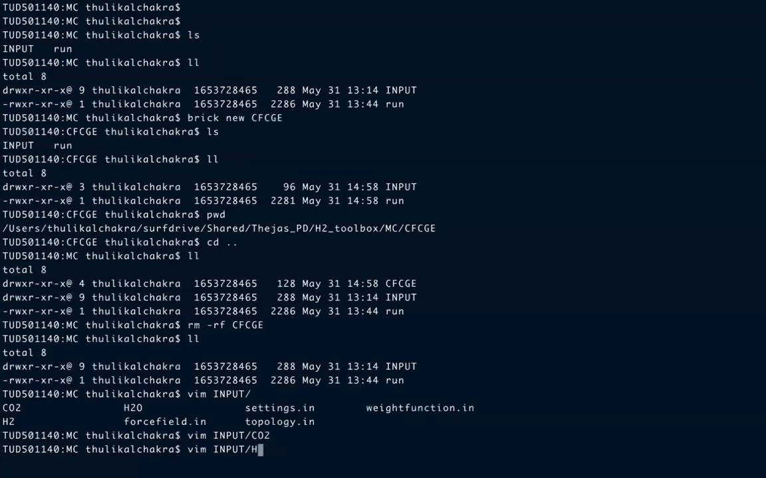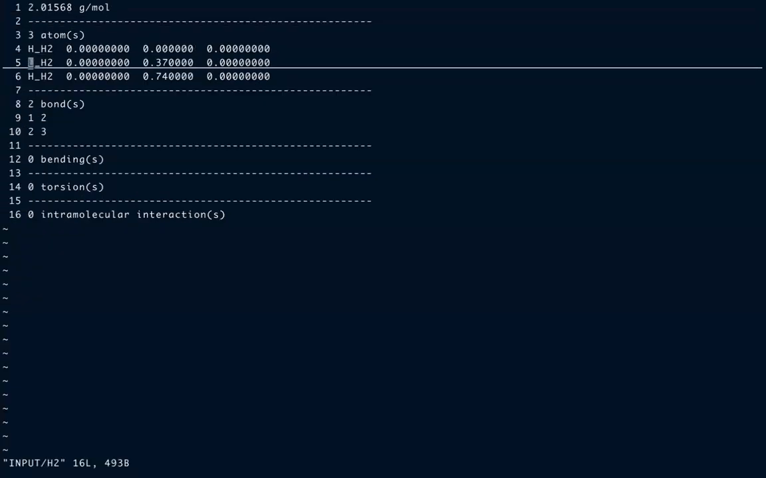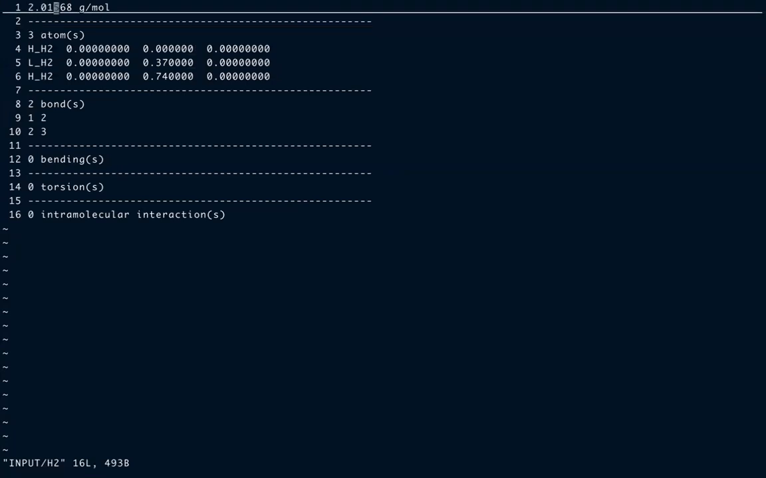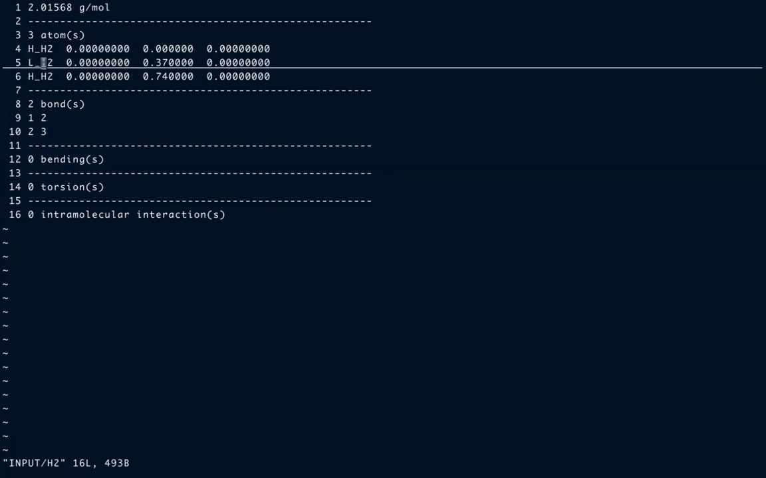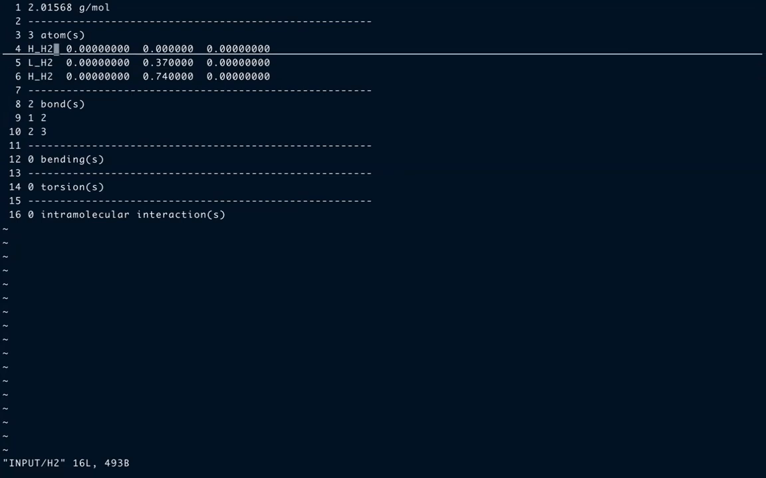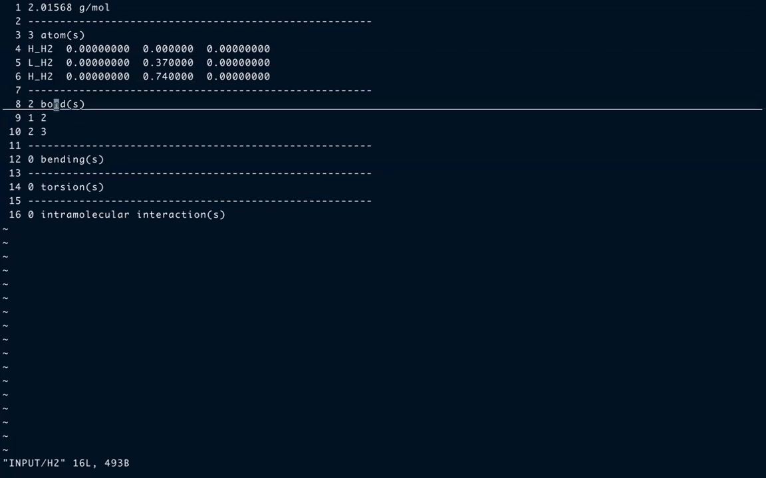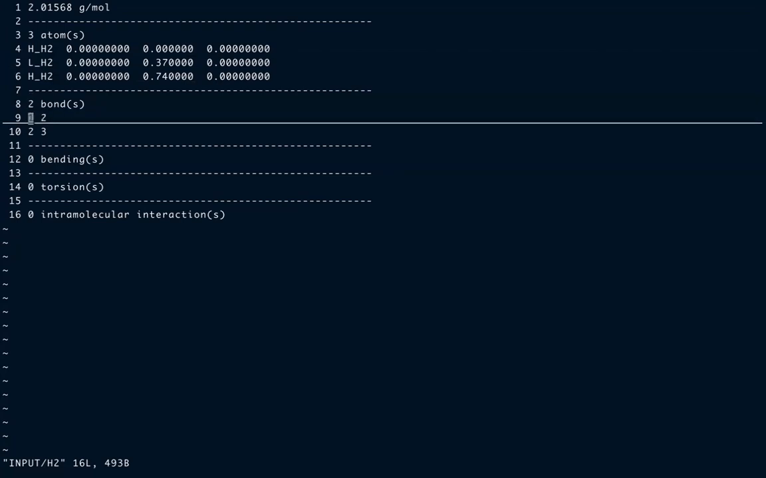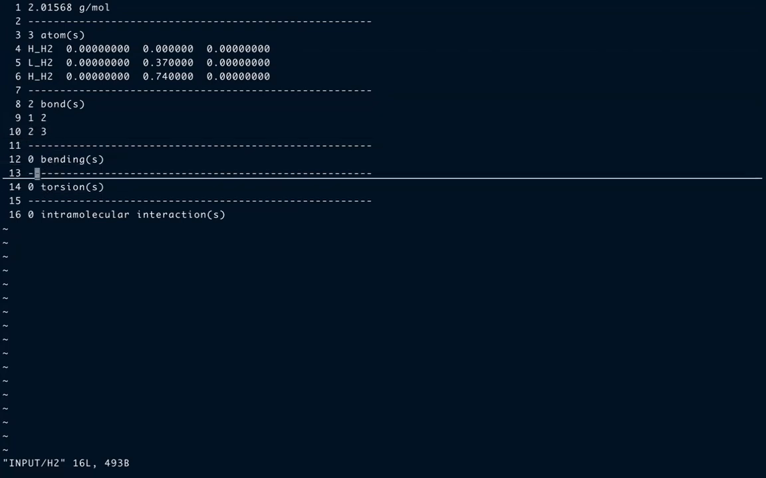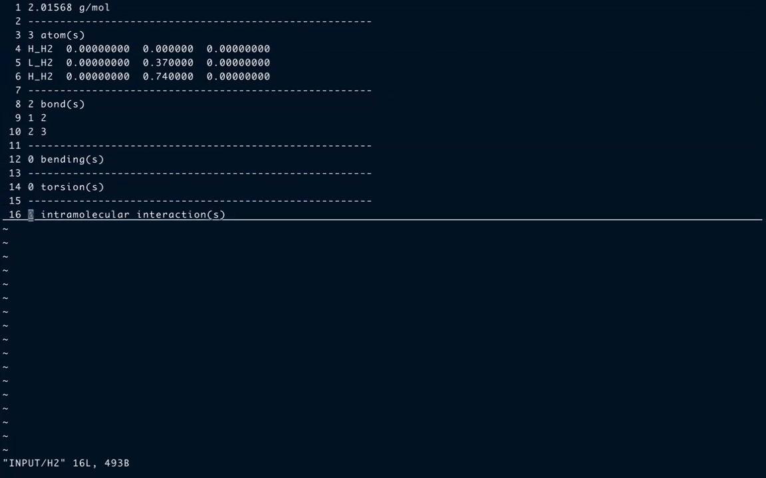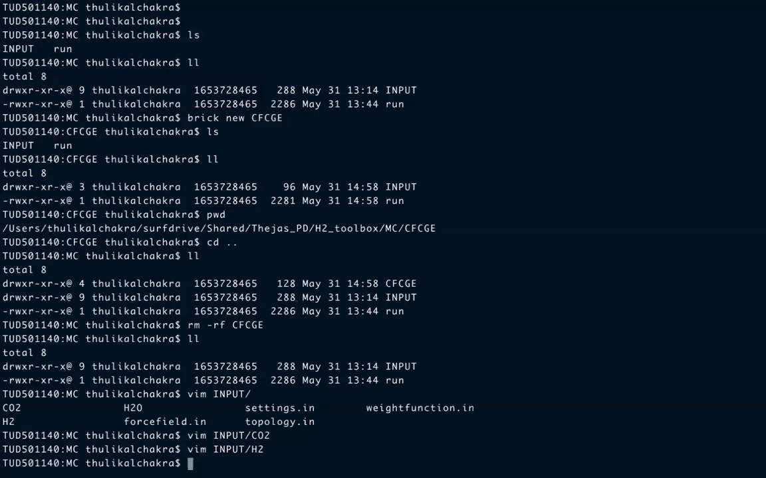Now, similarly, you can do the same for hydrogen, and this is exactly the same methodology that we adopted for initializing hydrogen on LAMMPS. This is the gram per mole, or the molecular mass, of hydrogen. You have three atoms: the dummy atom corresponding to the Marx force field, then the hydrogen and the hydrogen at the two extreme ends. And you have two bonds, one between hydrogen and the dummy atom, the other between the dummy atom and hydrogen. There is no bending because this is a rigid molecule. Once again, no torsion and no intramolecular interactions.